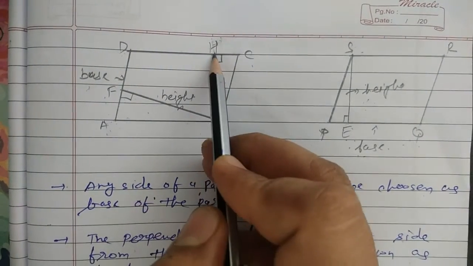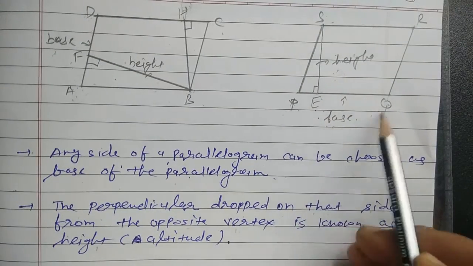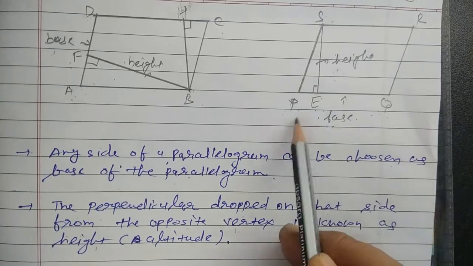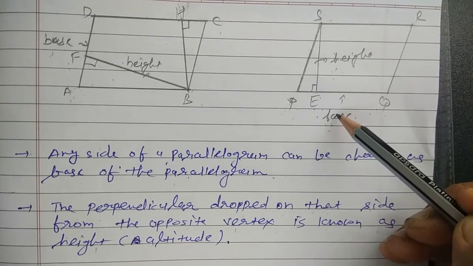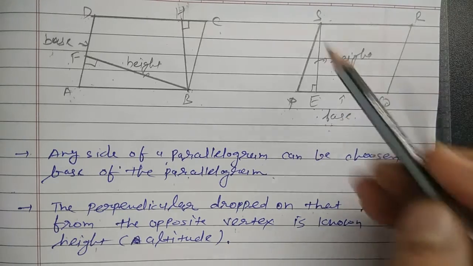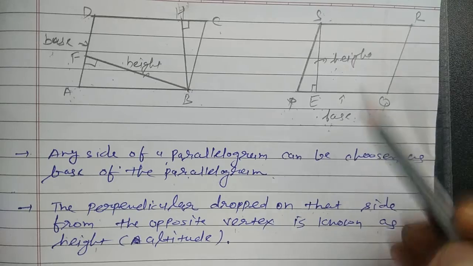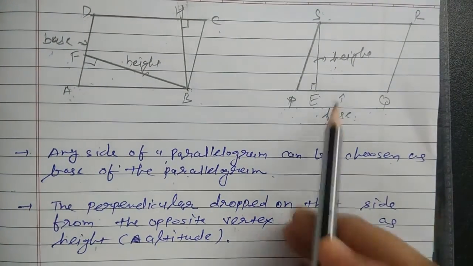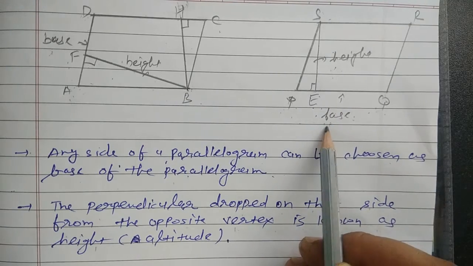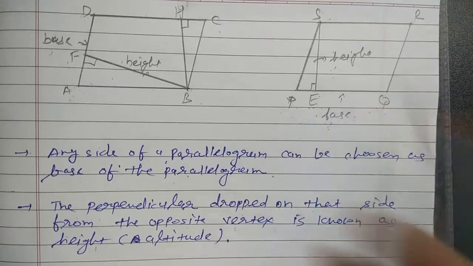We cannot take BH. Similarly, in this parallelogram PQRS, this PQ is base, so the perpendicular should be drawn from the opposite vertex to this base only, that is nothing but SE. So here in PQRS, base is PQ and height is SE or ES.